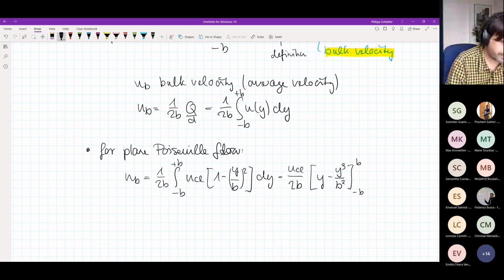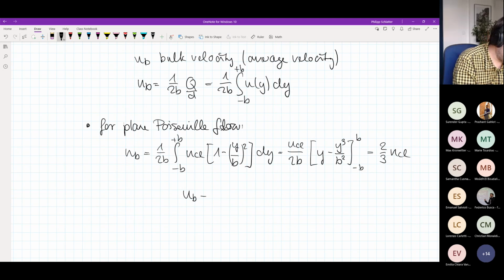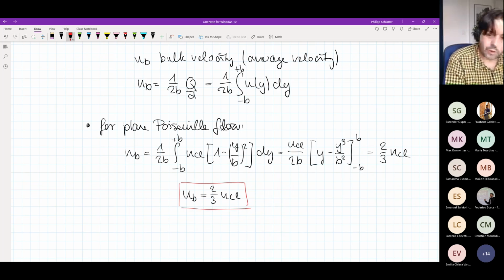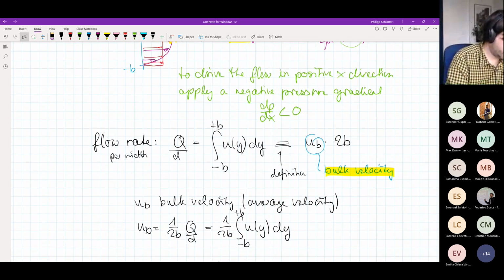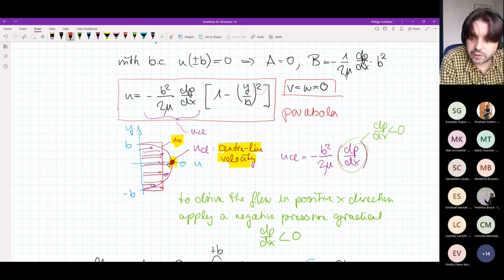And if I do that, I will get as a result 2/3 of UCL. So that means, and that's I guess an interesting and relevant result, UB is 2/3 of UCL. This is something that is valid for plane Poiseuille flow. So if I go now to my little sketch up here, which I hope I did kind of correctly, UCL here, if this is 1, then this should be at 2/3. So the bulk velocity in a channel is 2/3 of the centerline velocity.